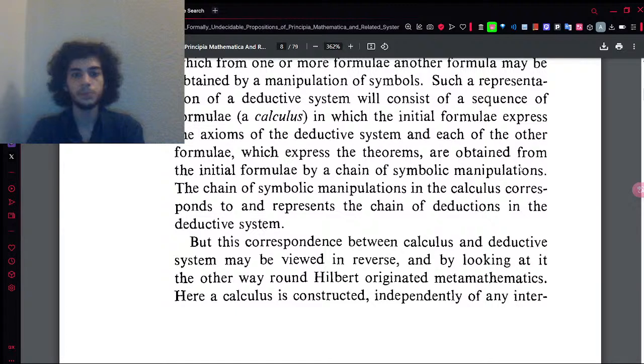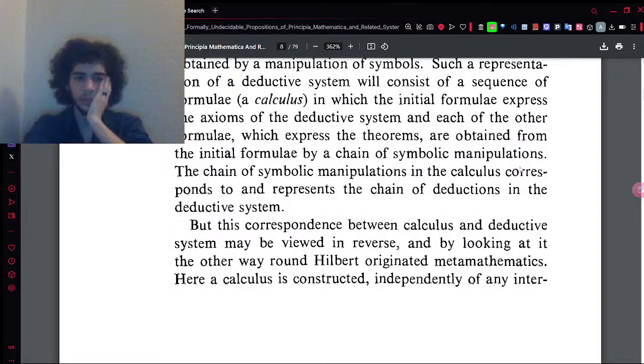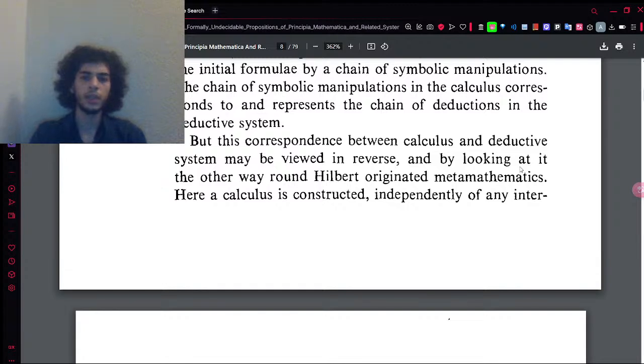But this correspondence between calculus and deductive system may be viewed in reverse, and by looking at it the other way around, Hilbert originated metamathematics.